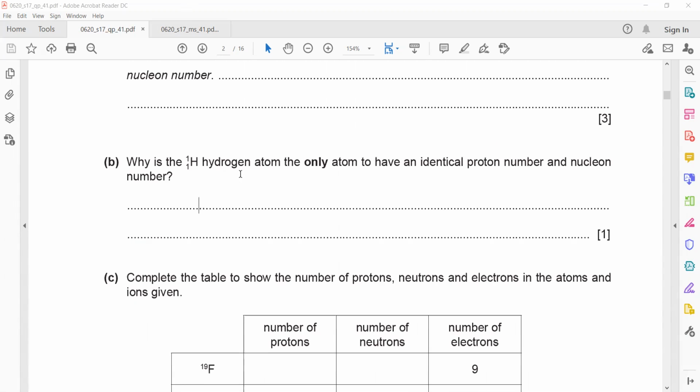Why hydrogen? The question was, why for hydrogen are the proton number and nucleon number the same or identical? Because hydrogen, what is the nucleon number? Nucleon number is the sum of proton and neutron. Because hydrogen does not have any neutron, so this number is 0. That's why the nucleon number is the same as the proton number for hydrogen.